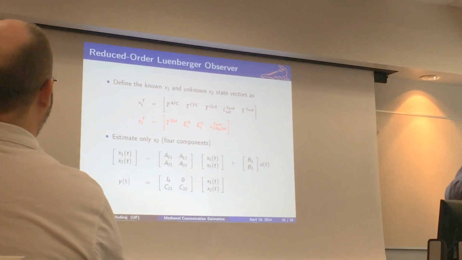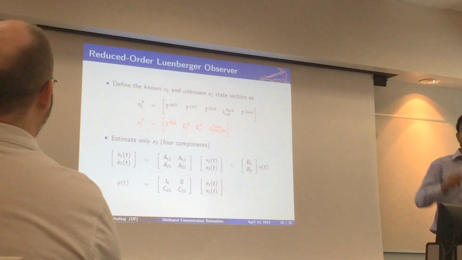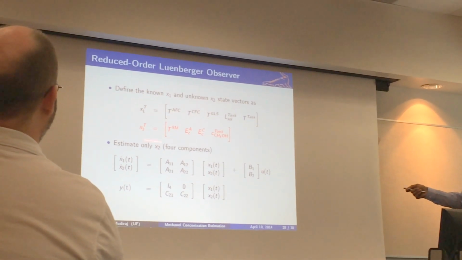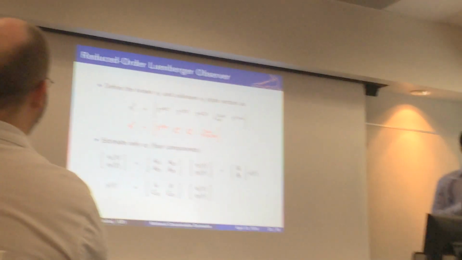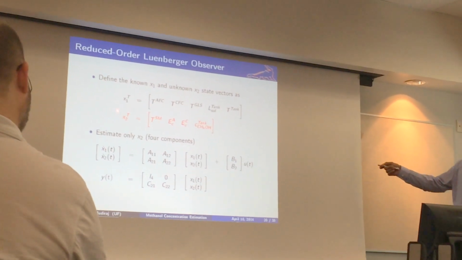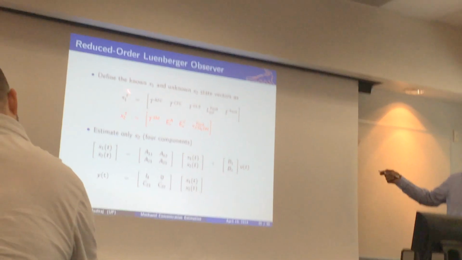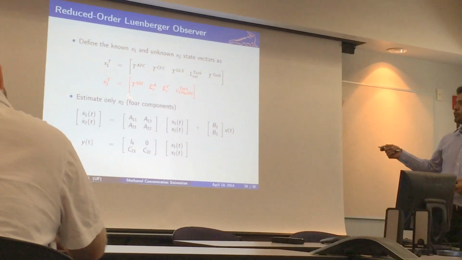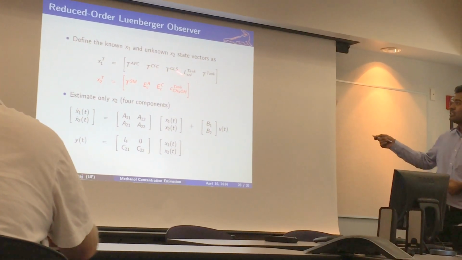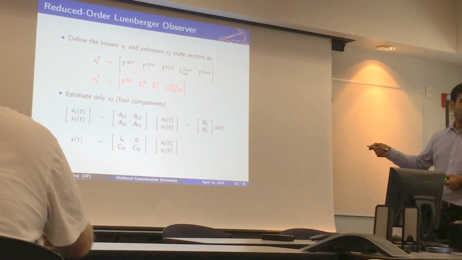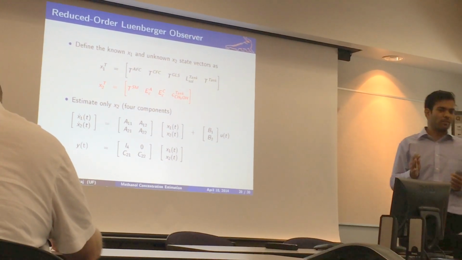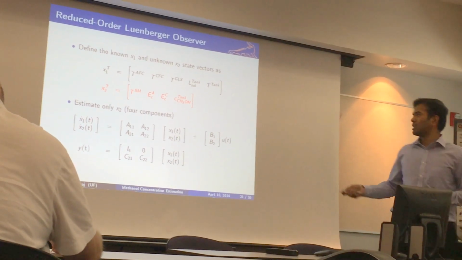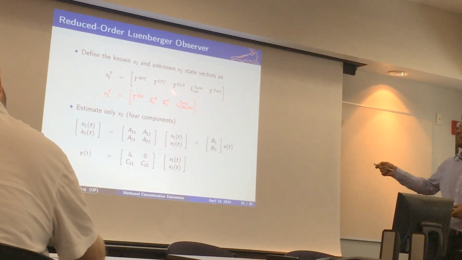Now let's divide our state vector into two components. One is known and one is unknown. In the Luenberger case, in the full order case, we estimated the entire state x. But some of the states are already measured. So what we do now is develop an estimator that estimates only x2. This estimator is called a reduced order observer. The equations of the observer are the same, but we estimate only x2.